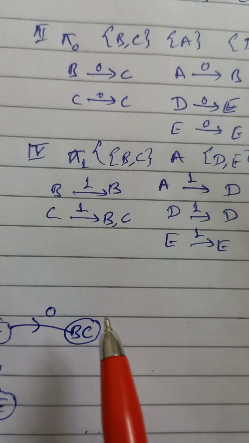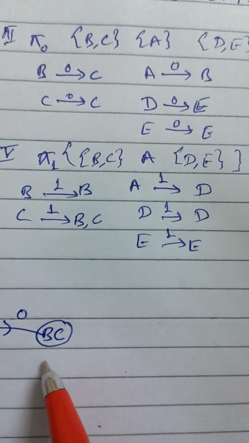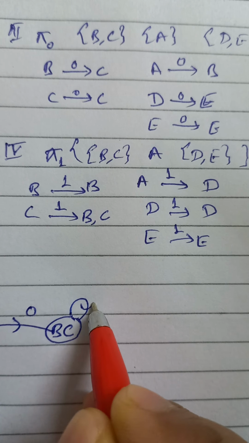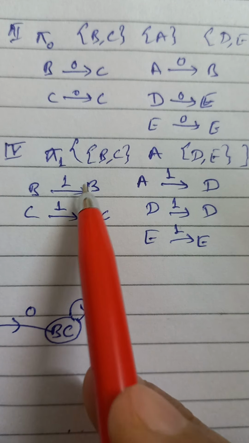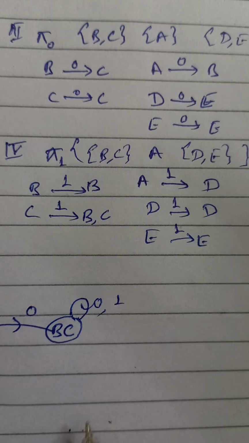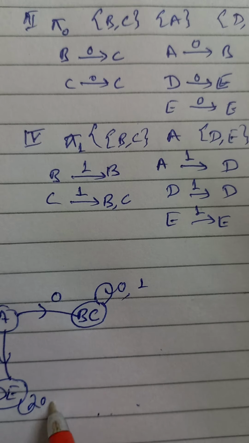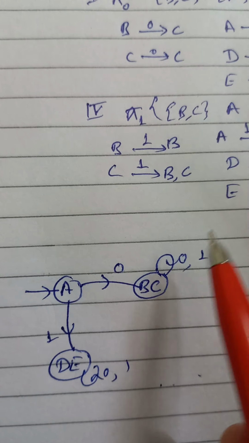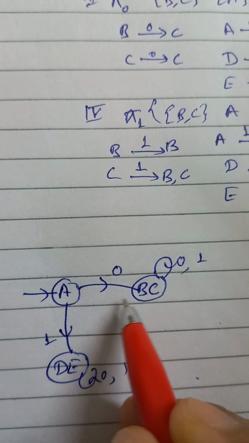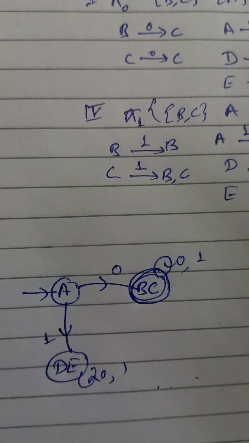For BC on 0, because they come in one state and are heading towards C and B only, we can make a loop of 0. In a similar way, on 1 it is heading towards BC, so a loop of 0, 1. And because we are combining D and E also, we can make a loop of 0, 1 on DE too. As we know, B and C are both final states and they are in a single state, so we make it a final state.